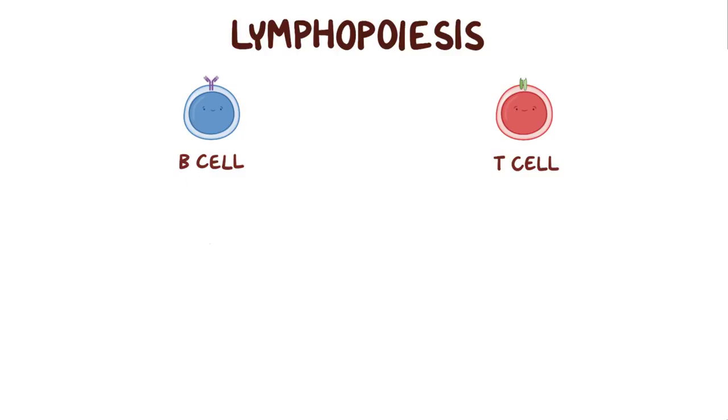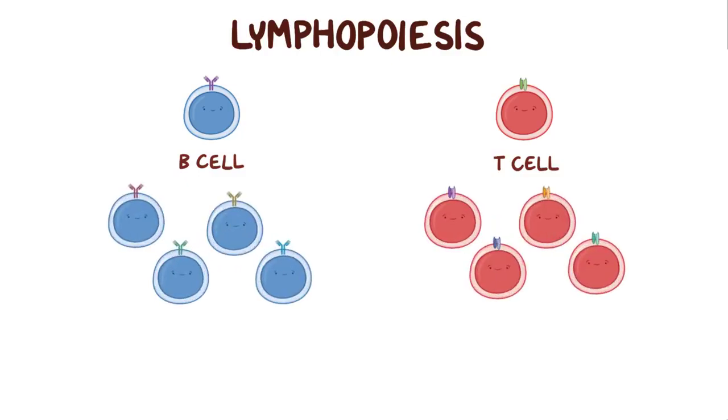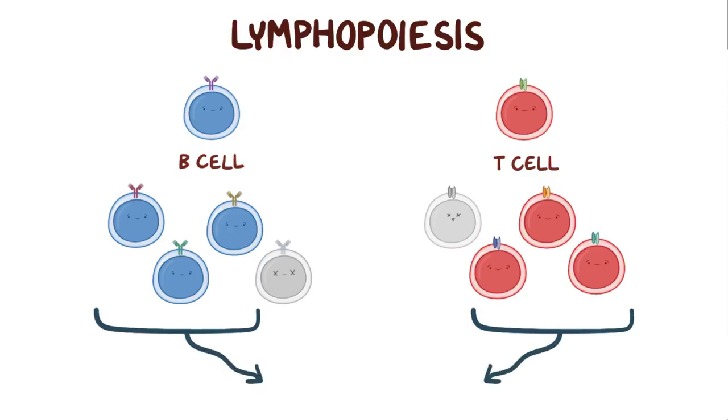Lymphopoiesis has three goals. First, to generate a diverse set of lymphocytes, each with a unique antigen receptor. Second, to get rid of lymphocytes that have receptors that are self-reactive, meaning that they'll bind to healthy tissue. And third, to allow lymphocytes that aren't self-reactive to continue maturing into secondary lymphoid tissue.